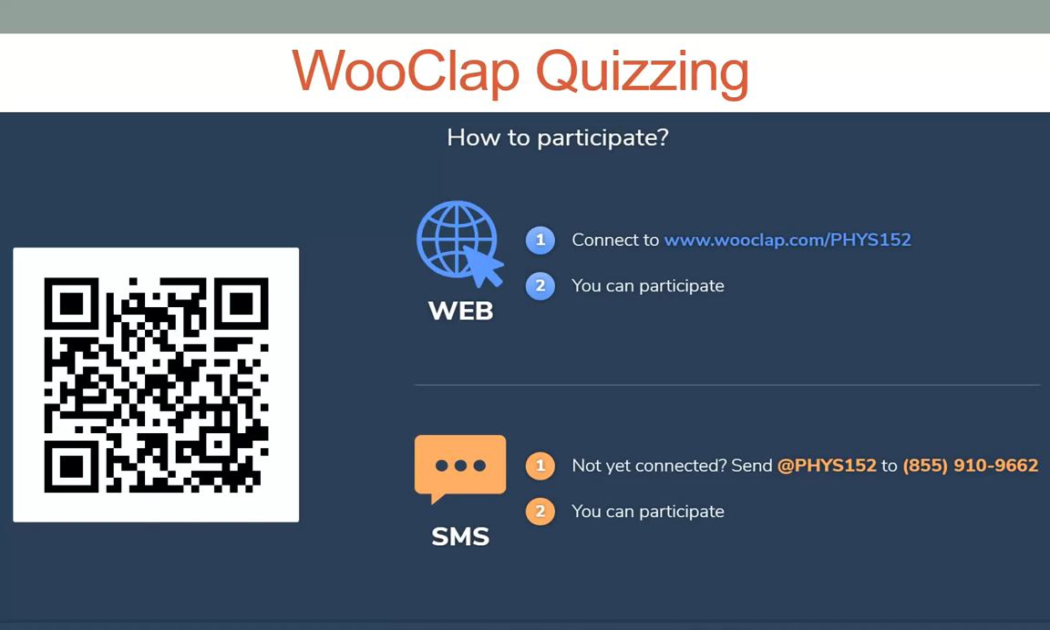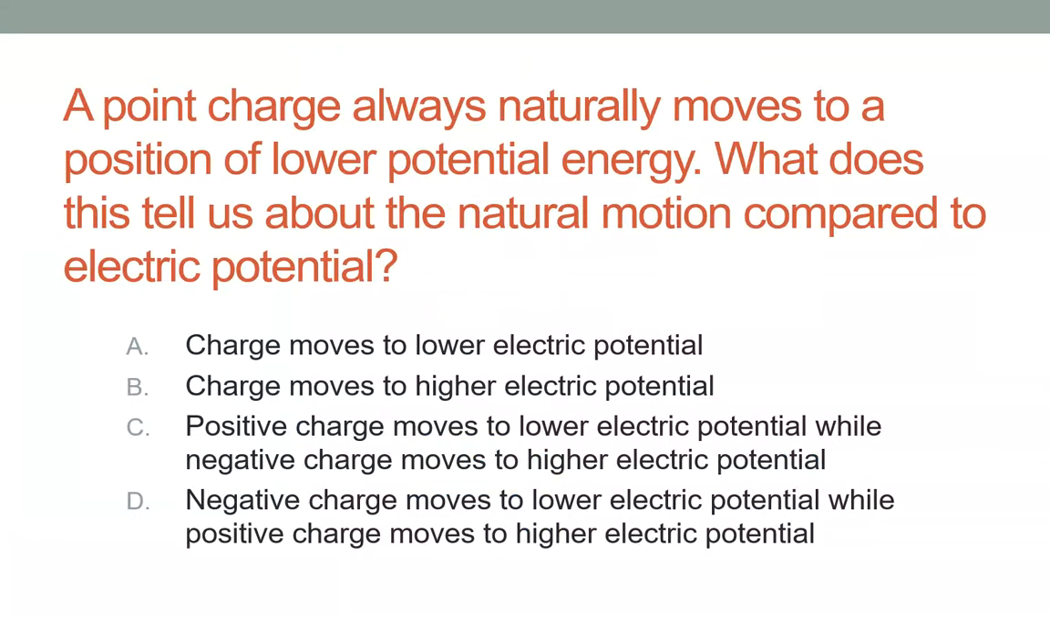Okay, everybody's in. Excellent. Here's our question. A point charge always naturally moves to a position of lower potential energy. What does this tell us about the natural motion compared to electric potential? So what it's asking is, does charge move to higher or lower voltage? Remember, electric potential means voltage.